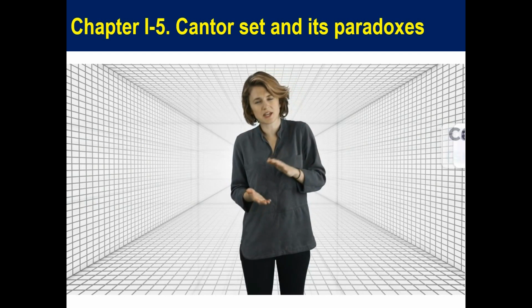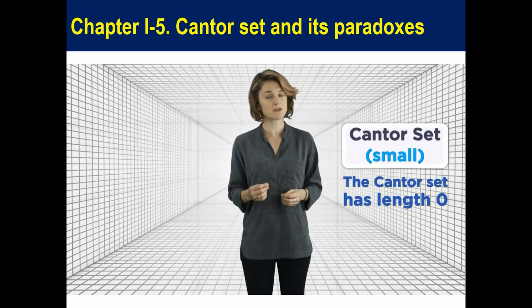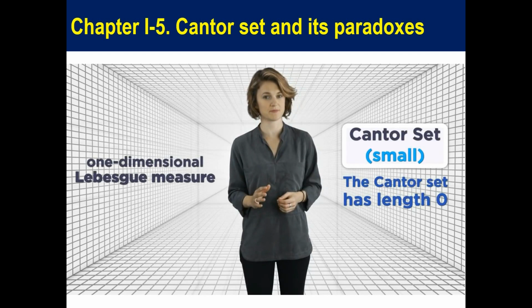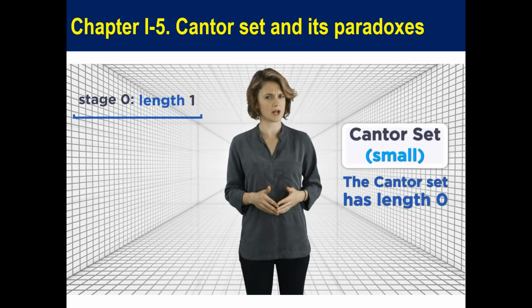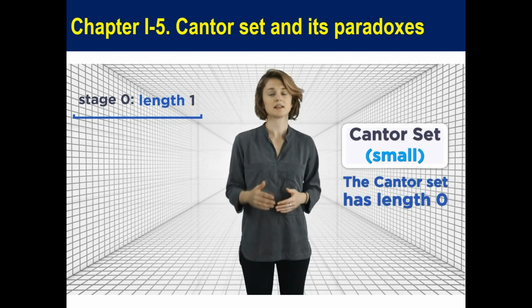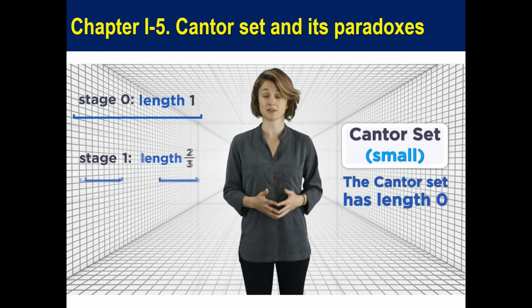It has length 0. The mathematical formalization of your intuitive notion of length is called the one-dimensional Lebesgue measure. But right now, I'll just call it length. Let's look at the length of the Cantor set in stages. At stage 0, it's the interval 0 to 1, so it has length 1. At each stage after this, we remove 1/3 of the previous set, leaving a set that is 2/3 the length. So at stage 1, the set has length 2/3.